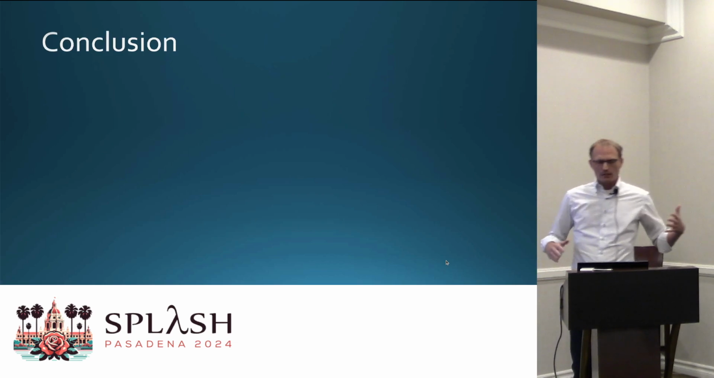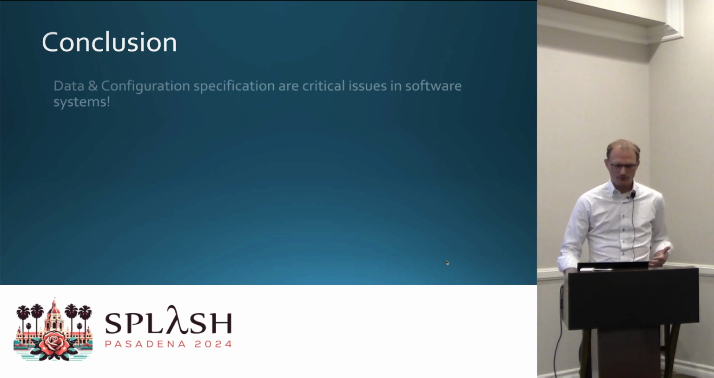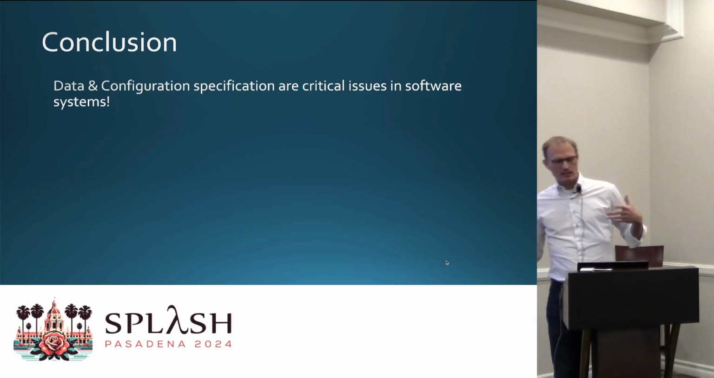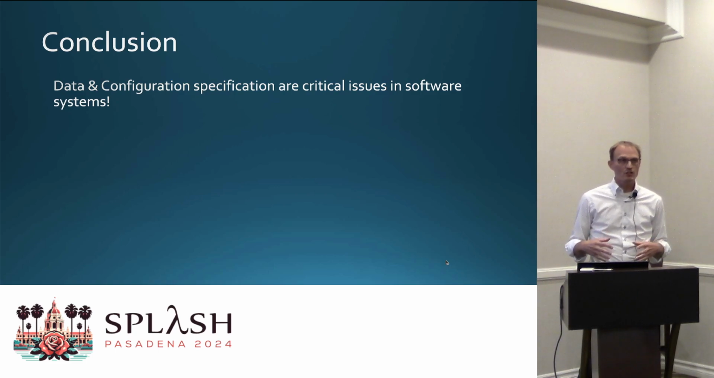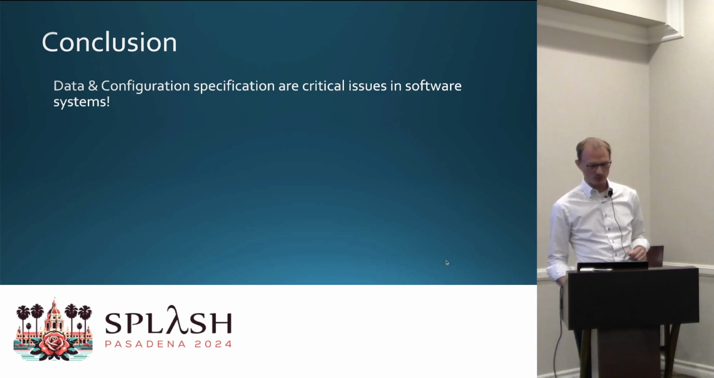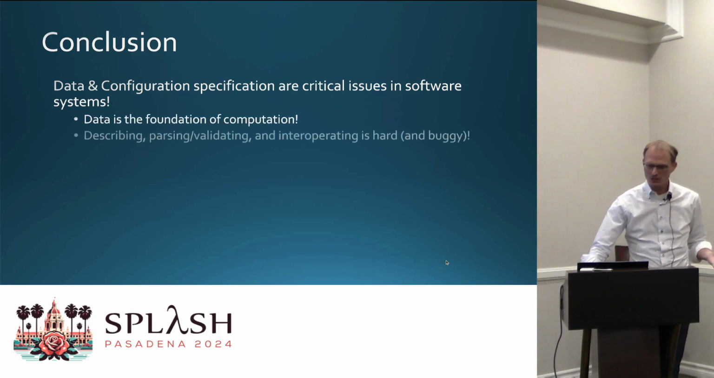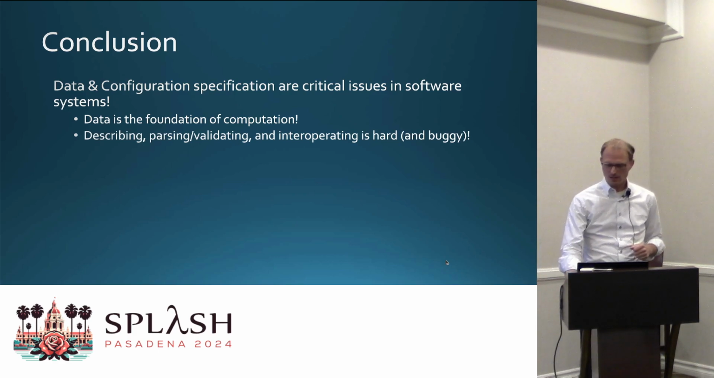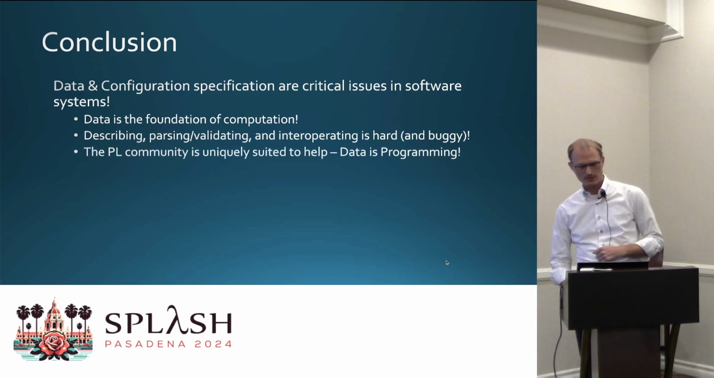So what's the conclusion here? Well, hopefully I showed you some exciting stuff, but I think data configuration and API specification are actually really critical issues in software systems. They often get overlooked in the programming language community because they're not that core logic, but we have a ton of tools that apply really well to them. Data is the foundation of computation, and parsing and validating is surprisingly hard and buggy, a real common source of errors.